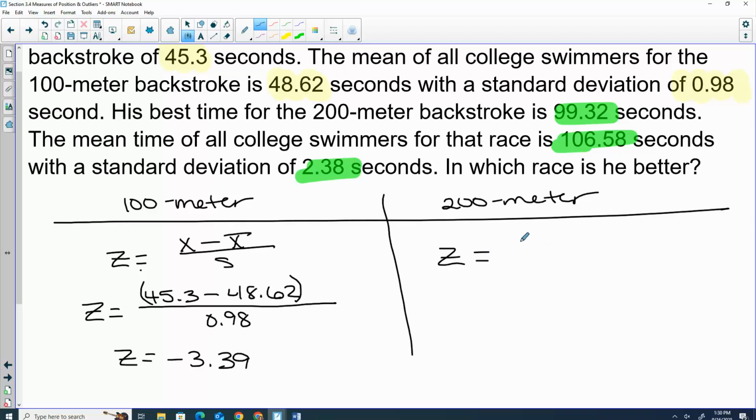So his time, 99.32 minus the mean, 6.58, divided by the standard deviation of that group, 2.38. Parentheses around the top when you plug it in.